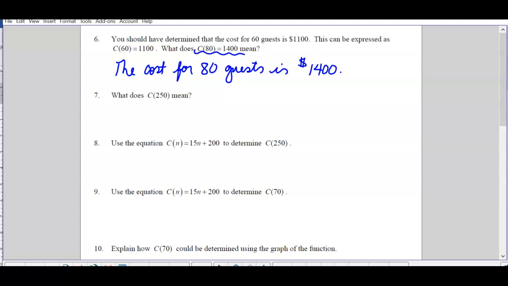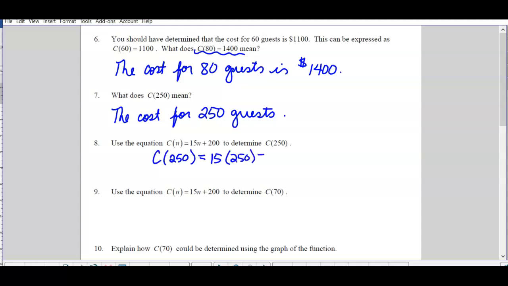What does C of 250 mean? That means the cost for 250 guests. Do we know what it is? Nope, that's the next question. So use the equation to determine C of 250. We write it in for n everywhere in the equation. Now, you don't have to rewrite the left side, but put an equal sign underneath. Then figure out the value of that.